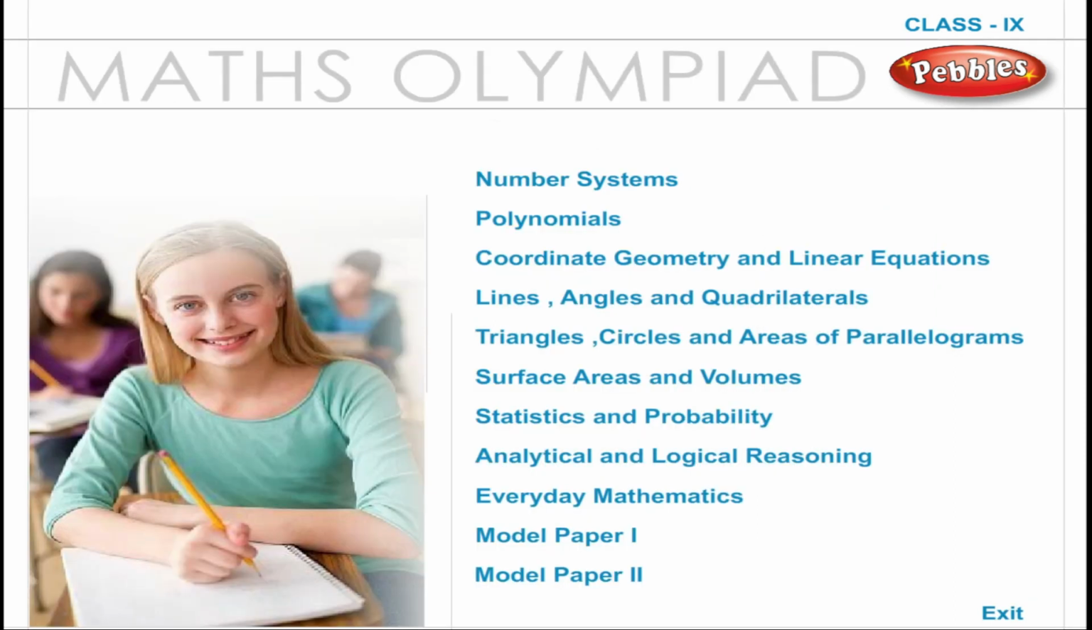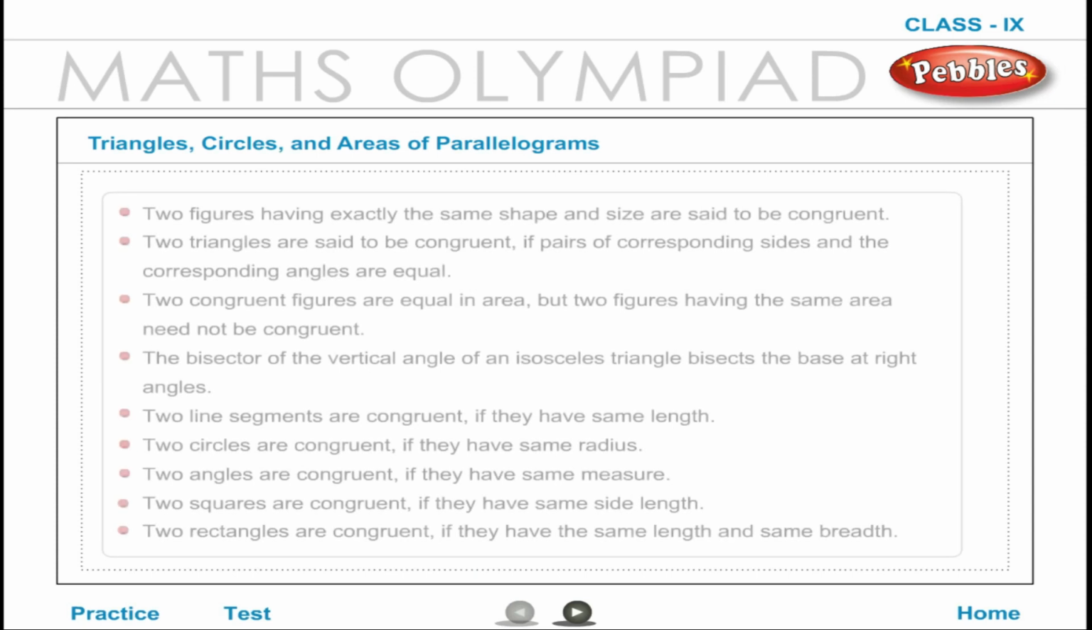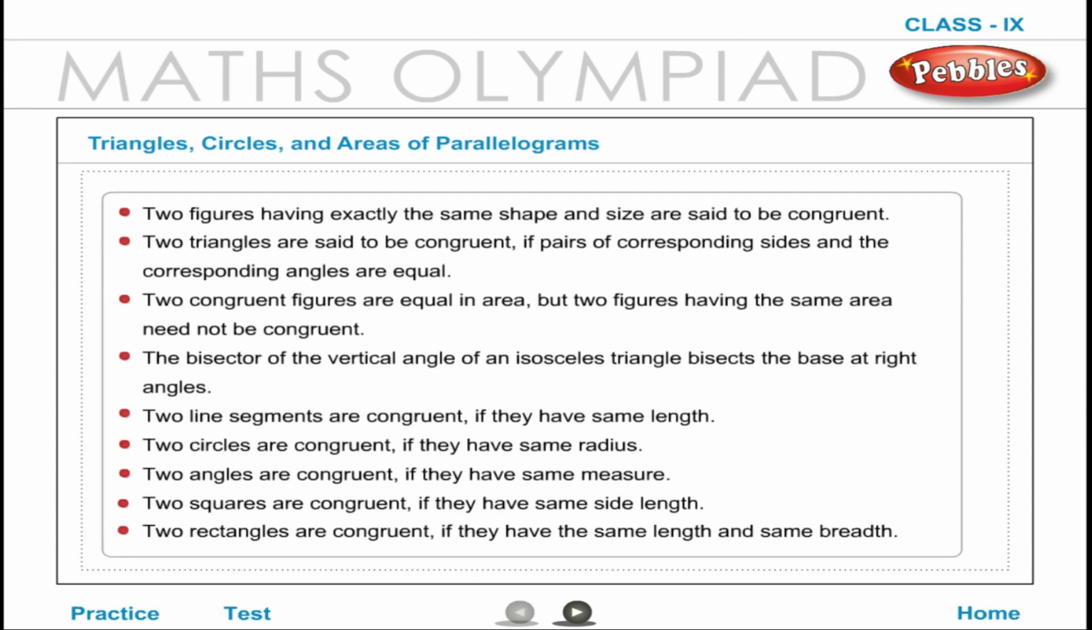Maths Olympiad Class 9. Triangles, circles and areas of parallelogram. Two figures having exactly the same shape and size are said to be congruent. Two triangles are said to be congruent if pairs of corresponding sides and the corresponding angles are equal.